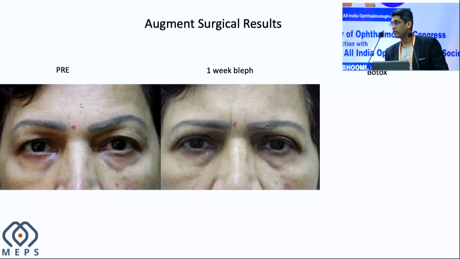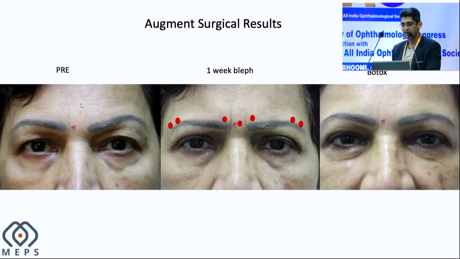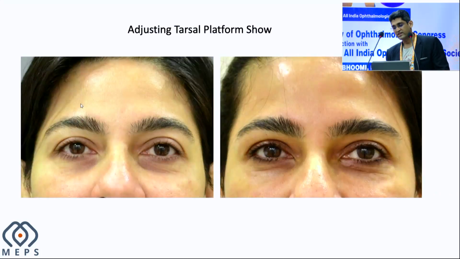Now, sometimes we also use Botox to augment surgical results. Now, this lady underwent a blepharoplasty. After a blepharoplasty, you see she also needed a brow lift, but sometimes women don't want to undergo a brow lift because it's an extensive surgery. So you can just do a little bit of Botox for the eyebrows to elevate and get a better result, especially in the immediate post-op period when you want to make the patient happy. Ptosis as well as tarsal platform show also can be adjusted by doing Botox in the periocular region as seen in this lady.